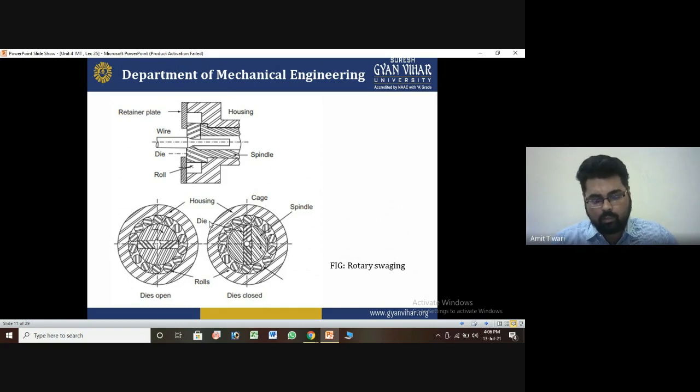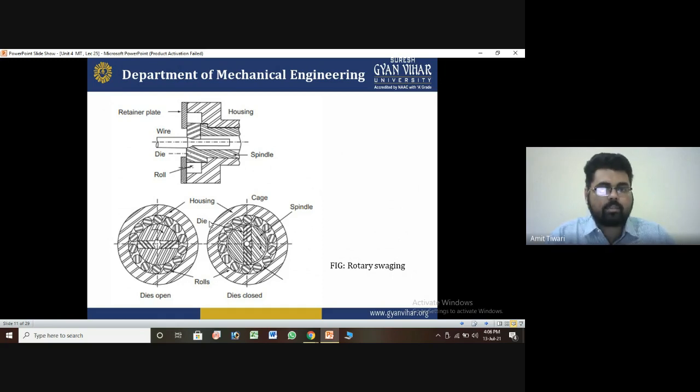You can see here these are the retainer plates and this is the housing plate, or we can say the wire or retaining rod will be used to understand the geometry of the tool and the functioning of the rotary swaging. Then the second one is if you want to make the die open. So this is the die open. You can see here the die open and the die closed.